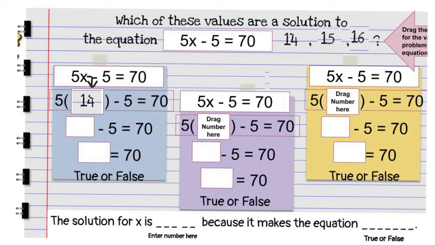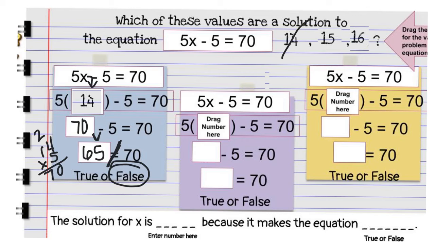So then we're going to do 5 times 14. So you can do 14 times 5. That's 20. That's 5, 6, 7. That's 70. Then 70 minus 5 is what goes in this box, which we would know is 65. Is 65 equal to 70? The answer is no. They are not equal. So my answer here is false, which means that 14 cannot be my answer, cannot be my solution.